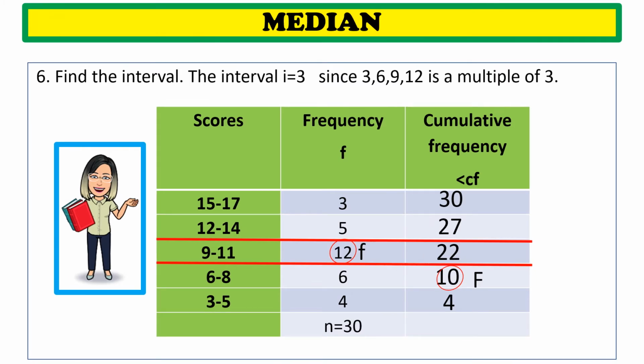In step 6, we need to find the interval. Look at our scores. We have 3, 6, 9, 12. You will notice that these are multiples of 3. Since they are multiples of 3, our interval i is equal to 3.